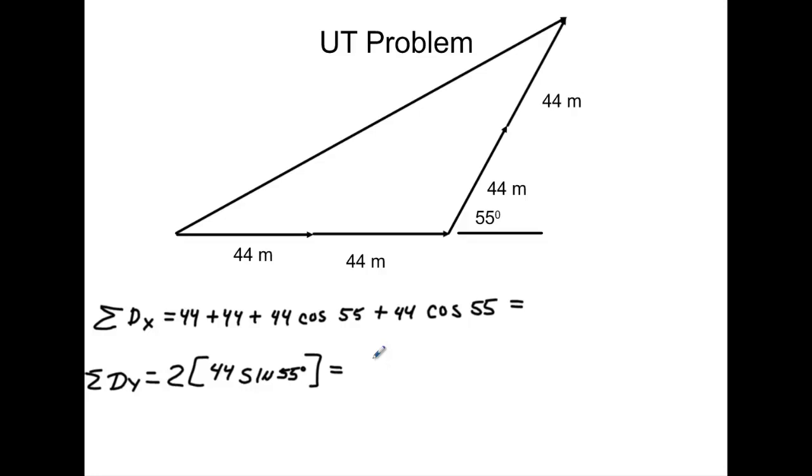So I got 44 times the cosine of 55 times 2 plus 88. That gives me 138.47. We'll do these. That gives me 72.09.